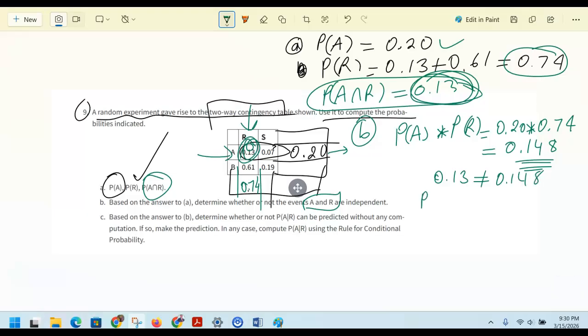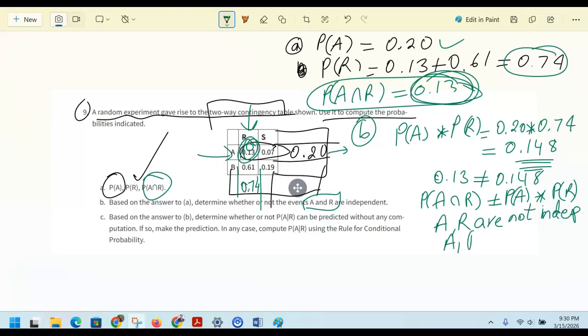What we learned is probability of A and R is not the same as probability of A times probability of R. So what that basically means is A and R are not independent. It means they are dependent. Okay, that was the question.